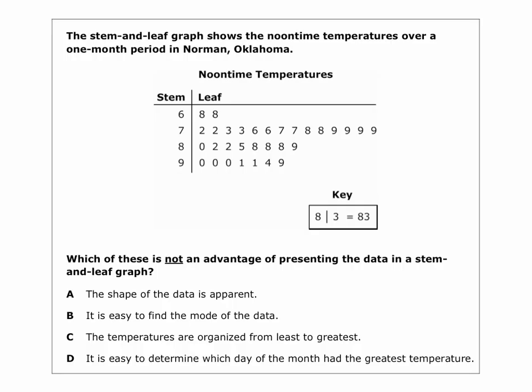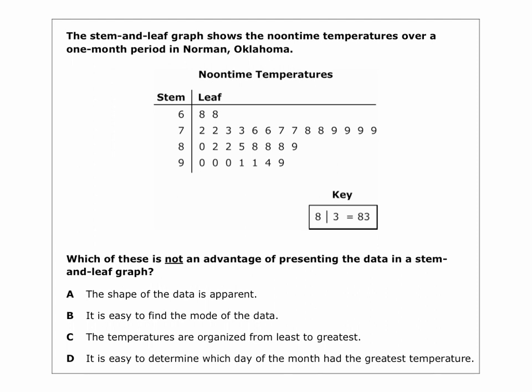The stem and leaf graph shows the noontime temperatures of a 1-month period in Norman, Oklahoma. Most stem and leaf plots are going to be given with a key. If you look at the key, an 8 would be the stem and a 3 would be the leaf. What that's telling us is that a stem of 8 and a leaf of 3 equals 83, so all of my stems are in the tens place and my leaves are in the ones place. You have to be careful and make sure that you read those, because sometimes they'll try to be a little bit tricky, but they shouldn't be too bad.